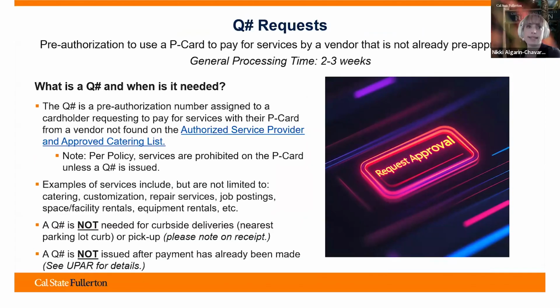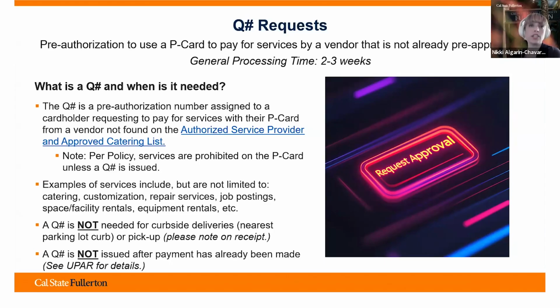Queue number requests. Queue numbers are a pre-authorization to use a P card to pay for services by a vendor that is not already pre-approved. The general processing time is 2 to 3 weeks.